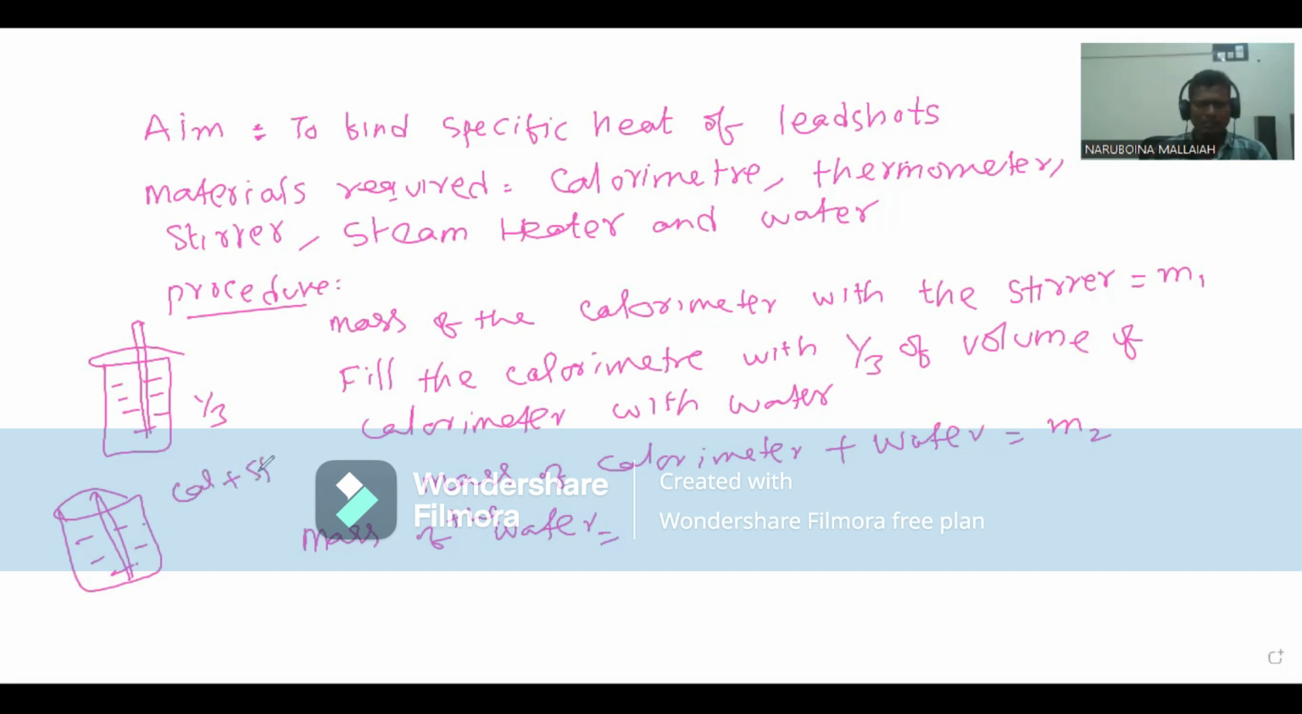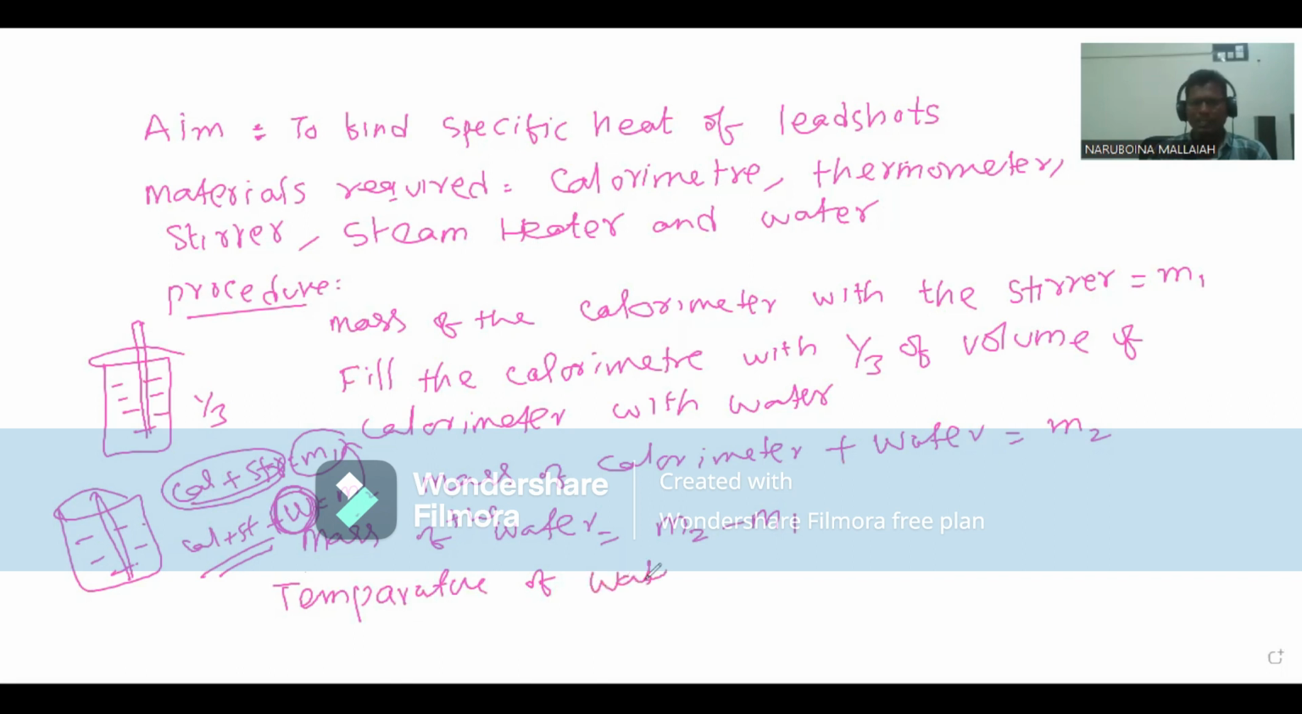Calorimeter and stirrer, its mass is M1. Calorimeter, stirrer plus water, that is M2. We want only the water mass. So for that, we have to subtract this M1 from M2. That is M2 minus M1. Calorimeter, stirrer and water has more mass, so that's why we have to subtract the calorimeter and stirrer mass from M2. M2 minus M1.